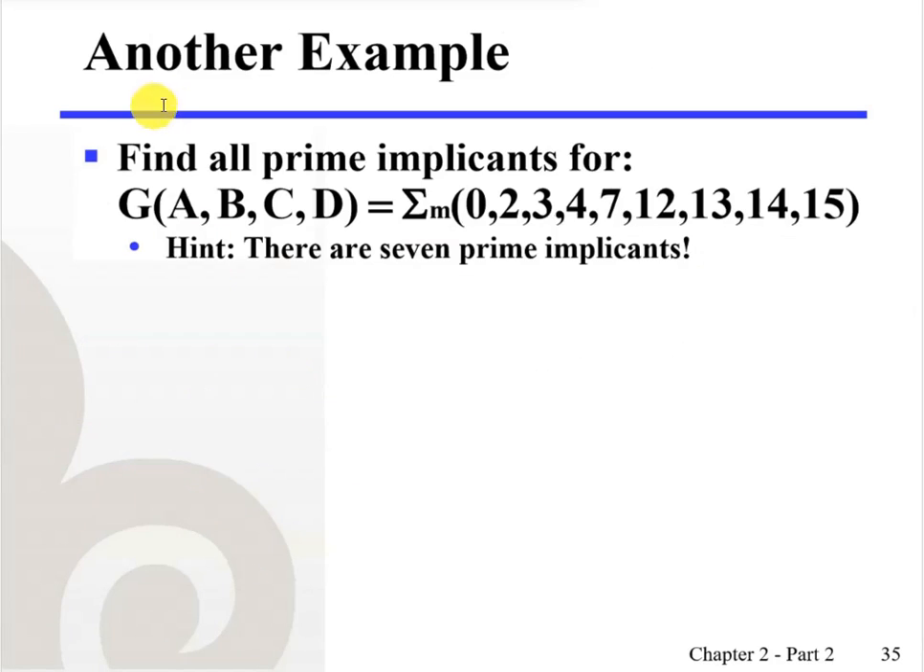Here we have another example. We have a function g defined by the following sum of minterms. I will leave this example as an exercise to you. You should find 7 prime implicants. Once you draw the Karnaugh map and apply grouping, you should be able to find 7 prime implicants, as we just did in the previous example.